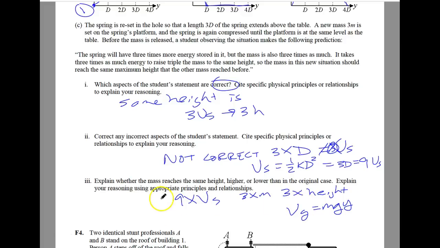So, we'll say it one more time, 9 times the energy and 3 times the mass results in 3 times the height. So you won't go to the same height, you would go higher. So same height, this would be higher, and it will go up 3 times the height because of it. So hopefully that makes sense, and that is the end of this problem.